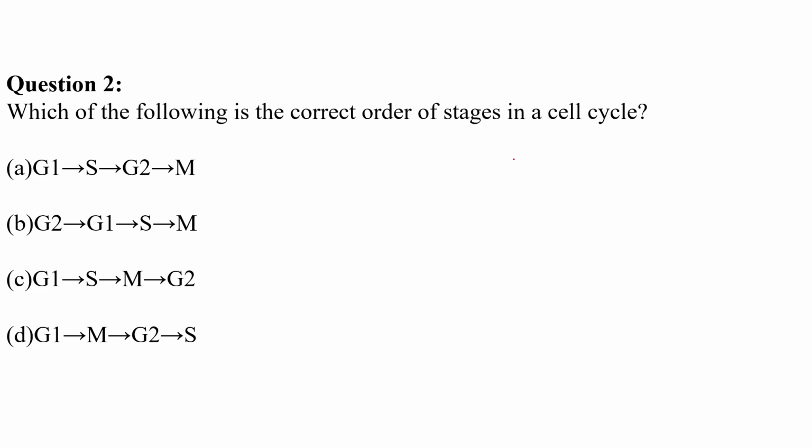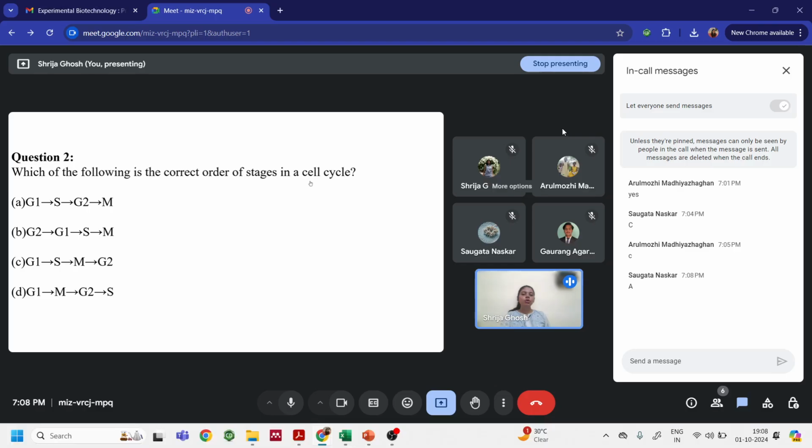Moving on to the next question, question number 2. Which of the following is the correct order of stages in a cell cycle? Option A, G1, S, G2 and M. Option B, G2, G1, S and M. Option C, G1, S, M and then G2. Option D, G1, M, G2, S. Which of the following is the correct order of the stages in a cell cycle?